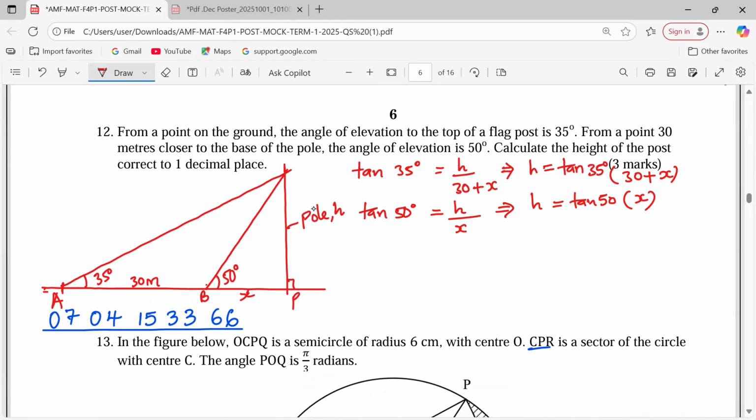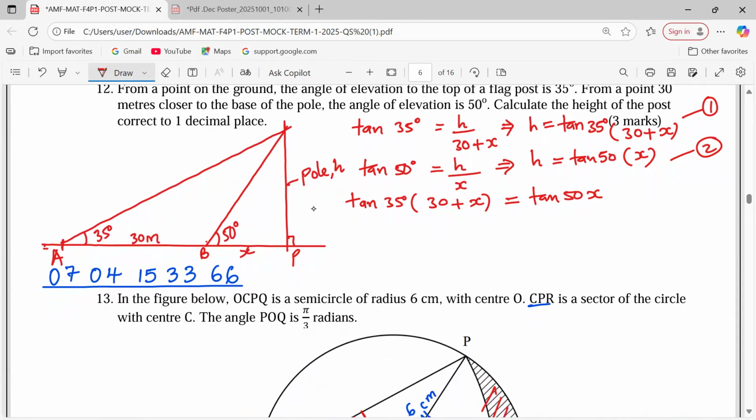With this, we have two expressions for h, so we can just equate them. This is 1, this is 2. Then 1 equals 2 because they are both giving us h. So we say that tan 35 times (30 plus x) equals tan 50 times x. Let me open the brackets here: tan 35 multiplied by 30.